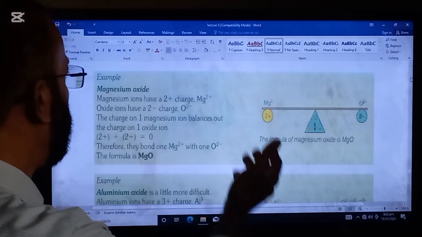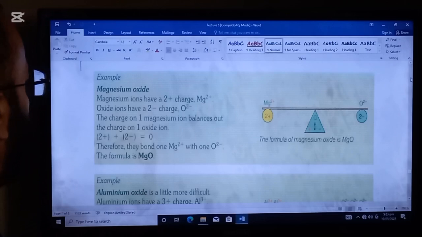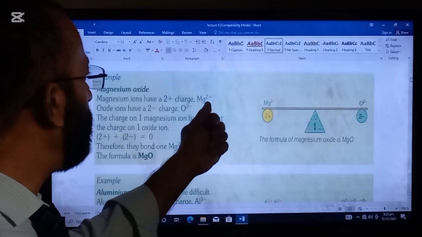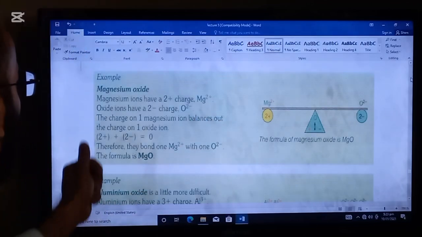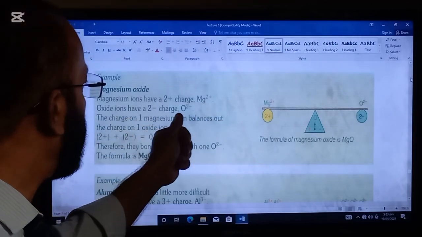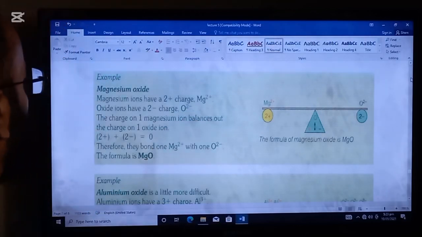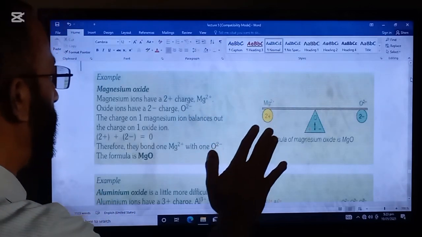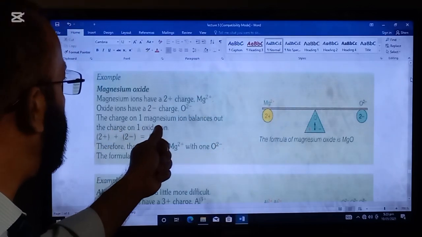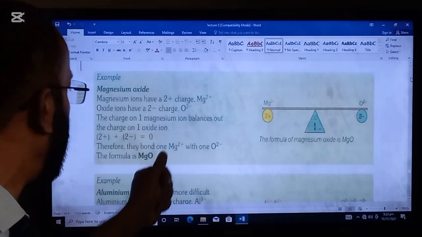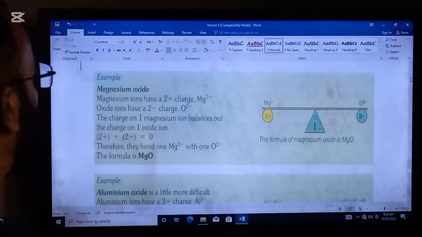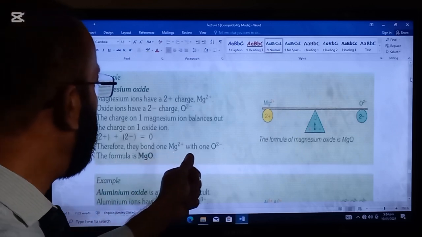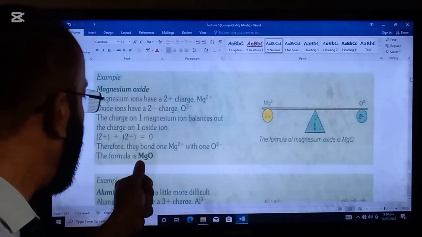For example, here is a question. Magnesium oxide. Magnesium ions have a 2+ charge, that is Mg2+. Oxide ions have a 2- charge, that is O2-. From here we can see these 2+ and 2- will cancel out each other. So the charge of one magnesium ion balances out the charge of one oxide ion. This is the mathematical representation. Therefore, bonding 1 magnesium with 1 oxide ion, the formula will be MgO.